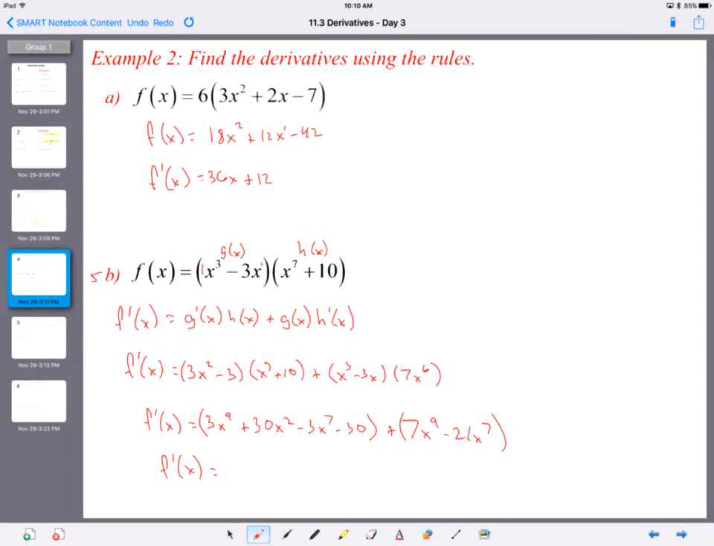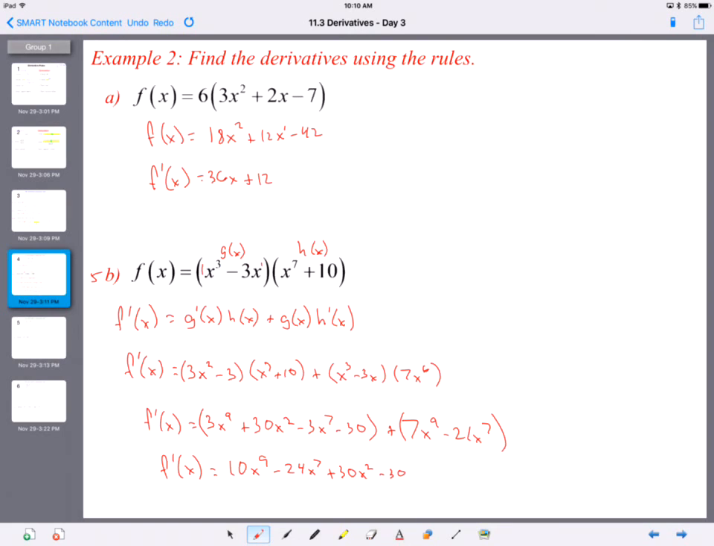And now you can combine your like terms on that one. And so we'll take the highest one. That'll give us 10x to the 9th. That's the 3x to the 9th, 7x to the 9th. Then we have x to the 7th. That looks like minus 24x to the 7th. And we have a 30x squared, so that'll be plus 30x squared, and then a minus 30 at the end there.